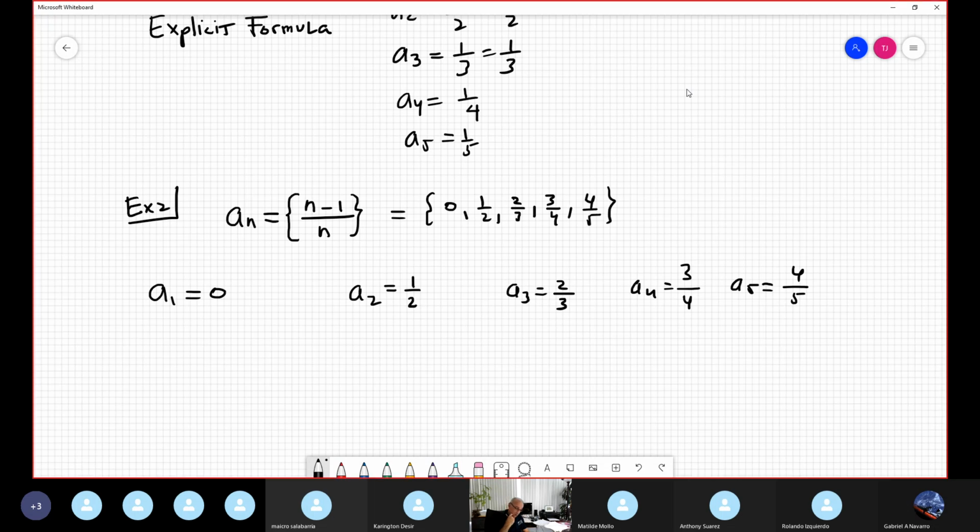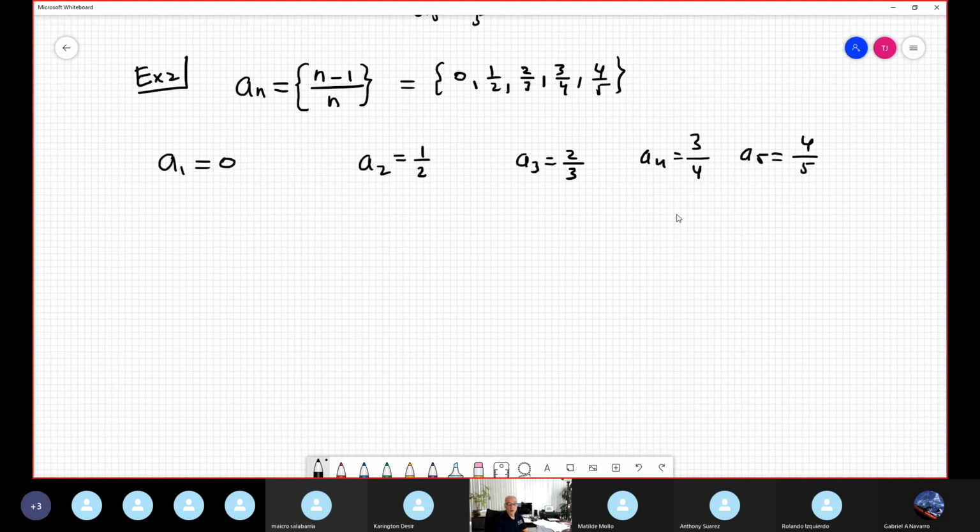I stop here because they want 5 elements. Only find the first 5 elements. Is it clear? Example 2. Okay, one more and that's it, because I don't want to complicate today.